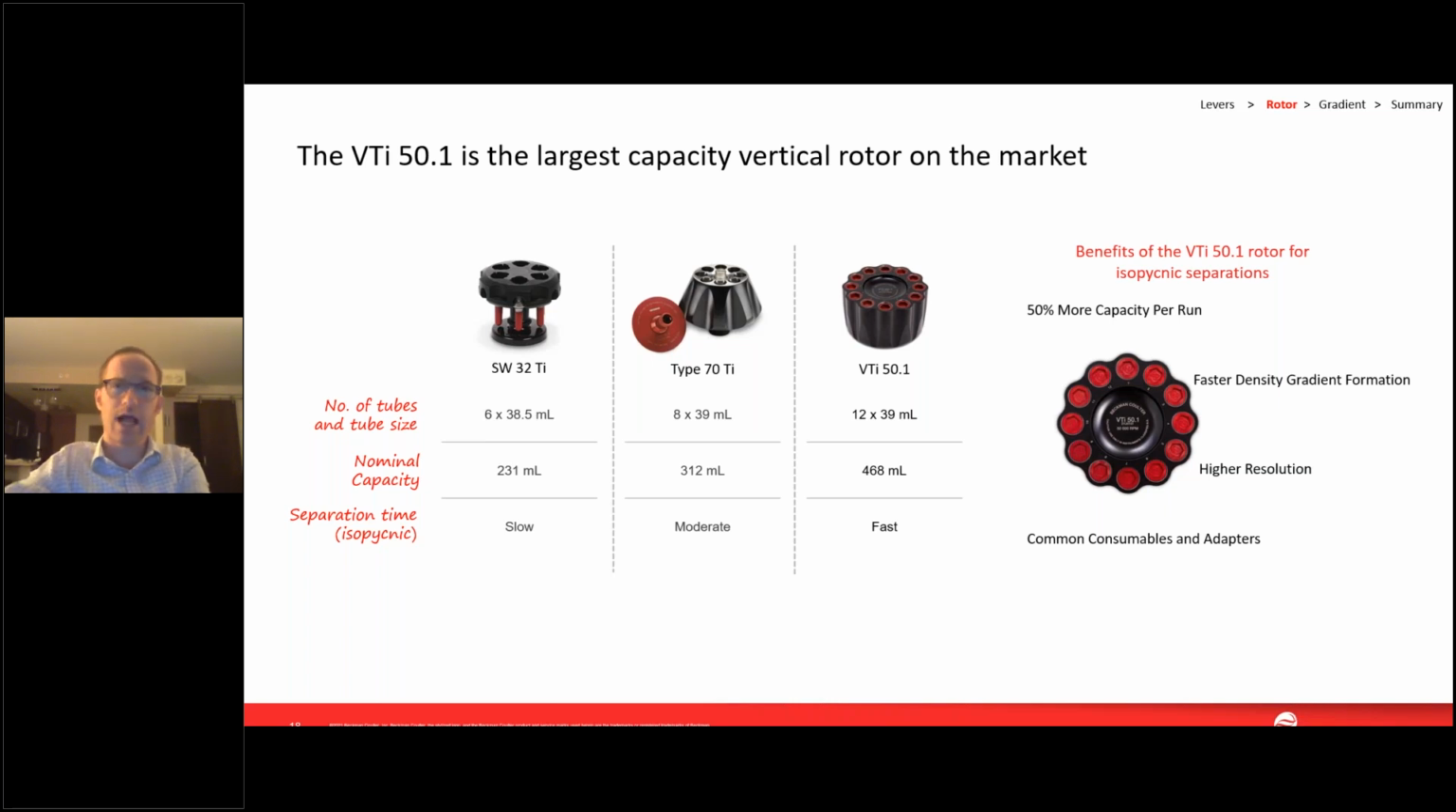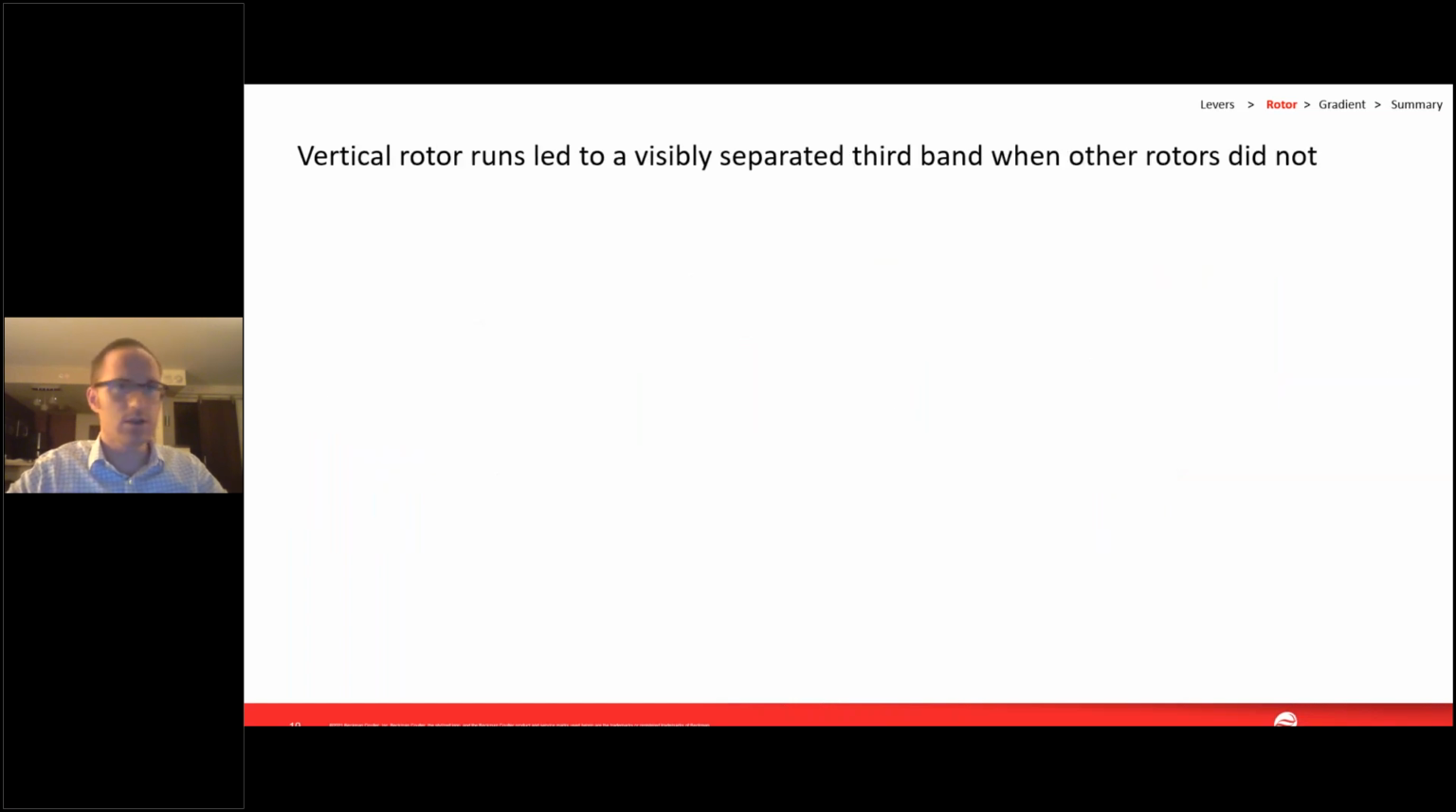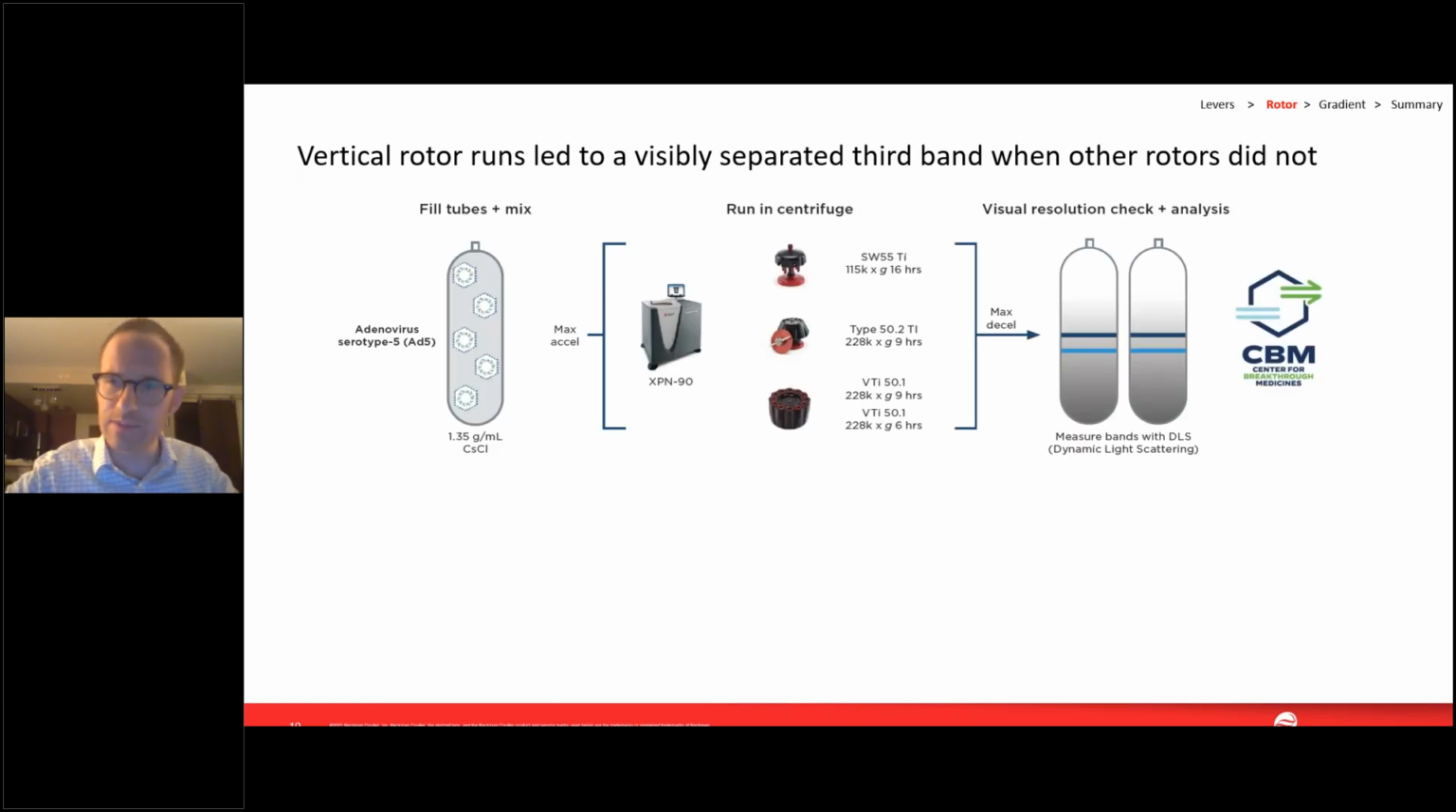So you can do pretty high throughput with this as well. So what does this look like in an experiment? With a vertical rotor, we were able to actually see a band where other rotors weren't able to. We worked with a partner, CBM, Center for Breakthrough Medicines.